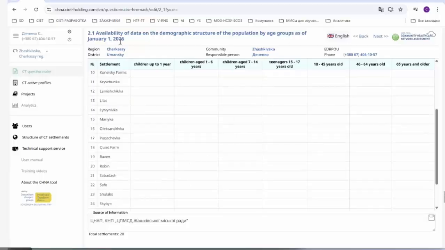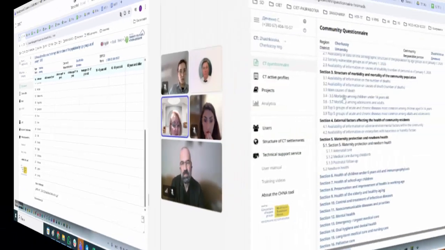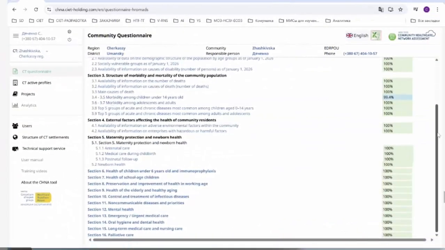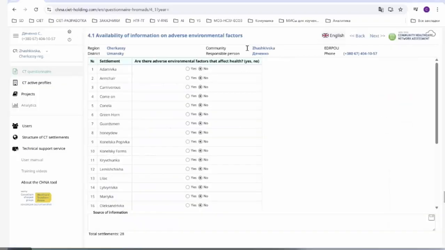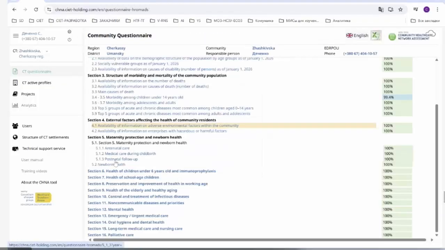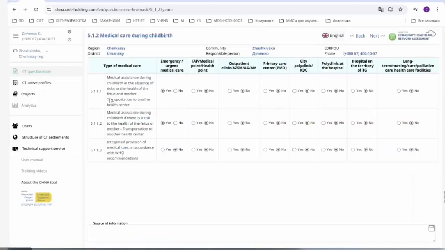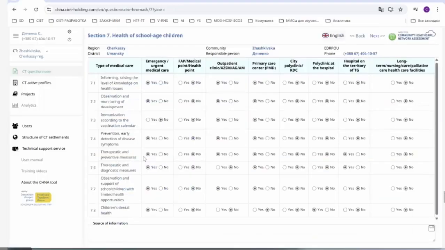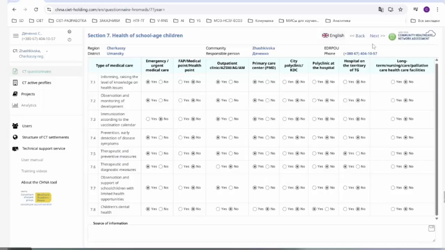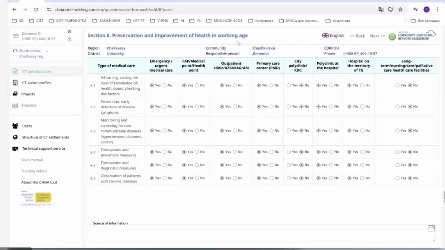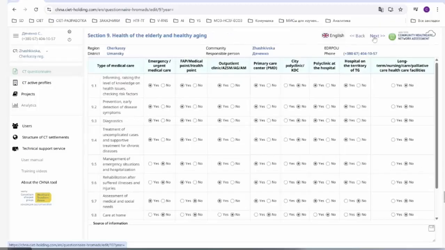Okay, just one example. And this is the demographic structure of the population. These are the 18 sections, including palliative care, rehabilitation, emergency care, mental health, all types of care that should be provided at community level, and at least to provide information, if they cannot deliver such services, on where the population can reach them.